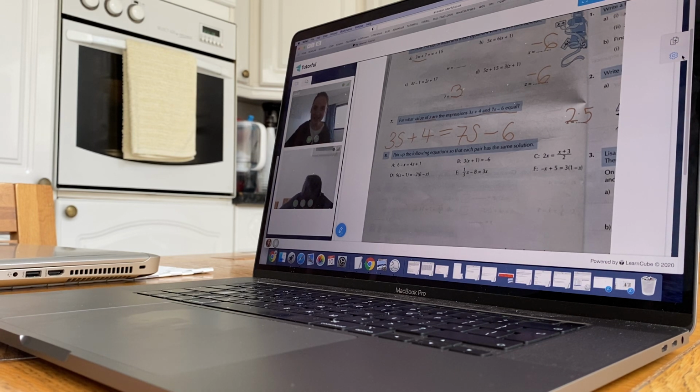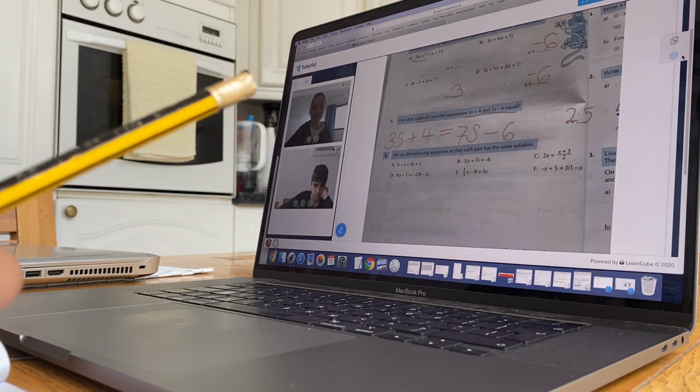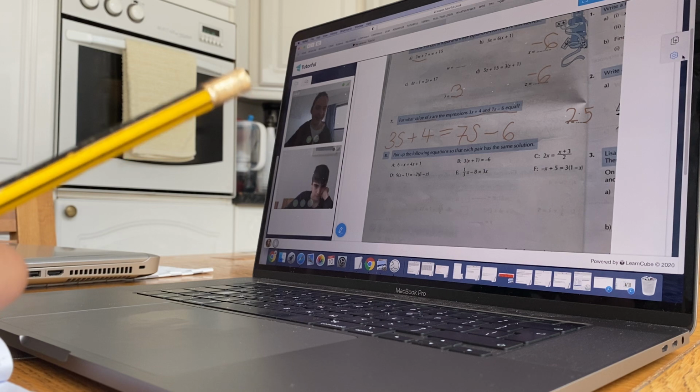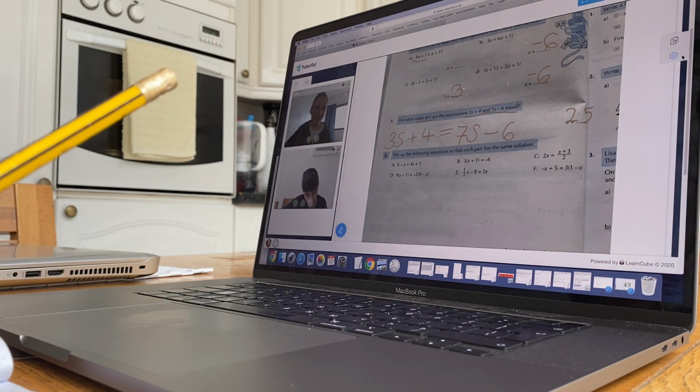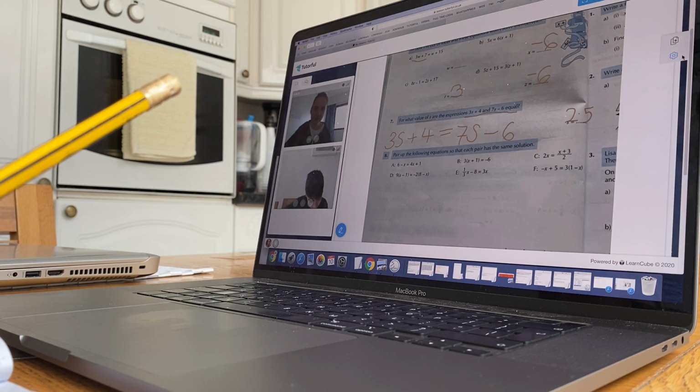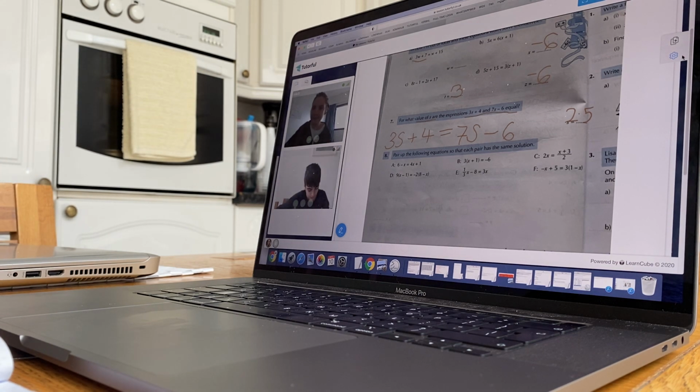Part 8. So this is a little bit of a tricky question. This one here, we need to pick the following pairs so that they have the same solution. So what we actually need to do is just solve all of them, I think. And that will be the best way to do this. So 6x equals 6 minus x.